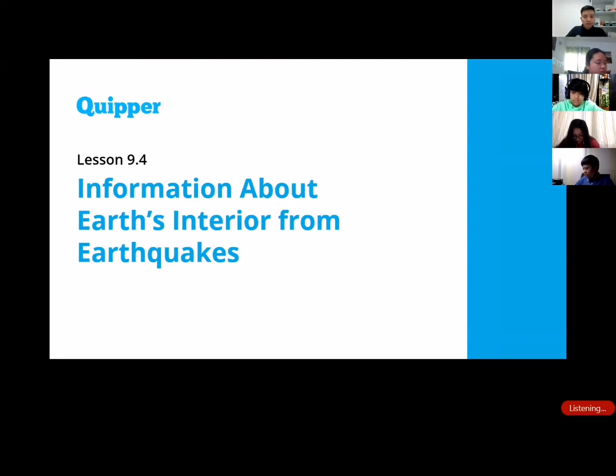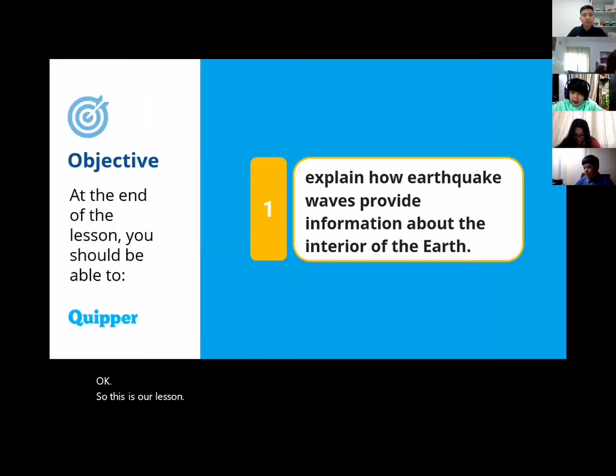Okay, so this is our lesson. So the objective that we have is we should know how earthquake waves provide information about the interior of the Earth.